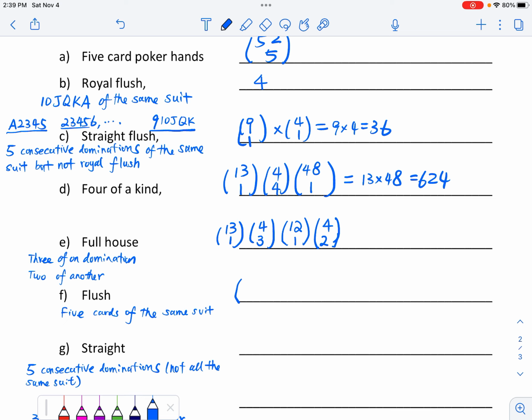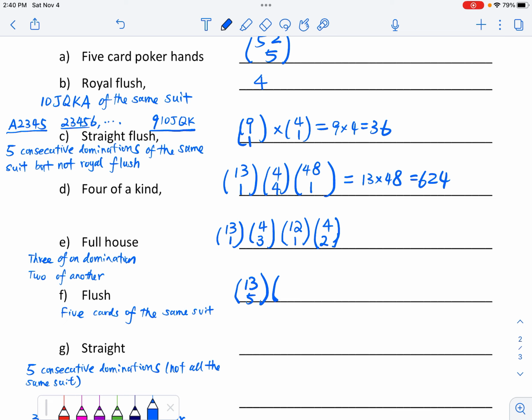Step 1. Select 5 different values, 5 different denominations from the 13 available, 5 cards, right? That of the same suit. So we have to have 5 denominations, and from each one of those denominations, you have to pick 1 card from it, right? I mean, pick a suit.